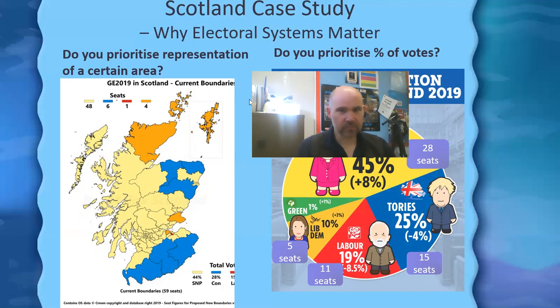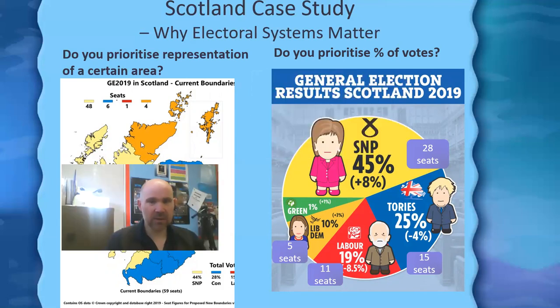Now look at this. This is the same selection of votes. If you use a proportional system, the SNP gets 28 and the Conservatives get 15. If you use a constituency-based system, the SNP get 48 seats and the Conservatives get 6. That is a huge difference. And it gets even bigger when you start to look at Labour especially. So Labour goes from 11 down to 1. But the big difference here is if you look on this side, the SNP get 45% of the seats.